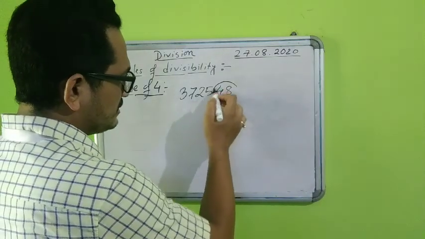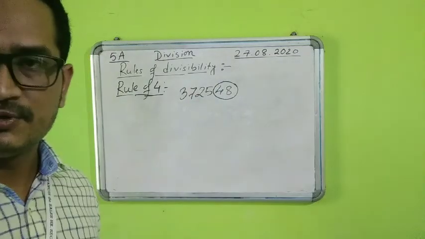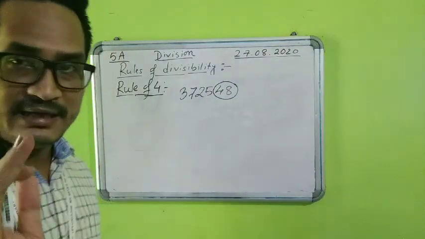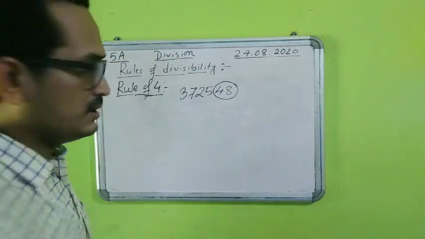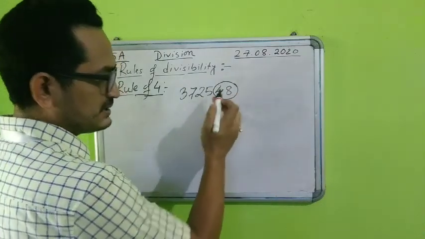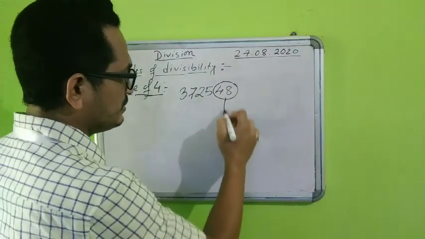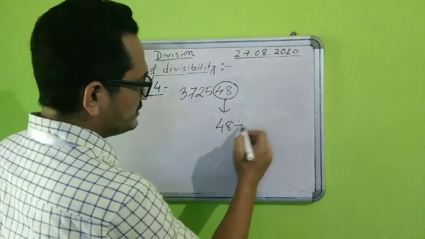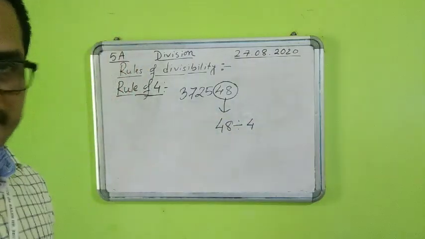You need to check the last 2 digits. Last 2 digits means ones place and the tens place. You don't need to check individually. You need to take the whole number. So 4 and 8, ones and tens place, is making what? It is making 48. Okay. Is 48 divisible by 4? Let us check.